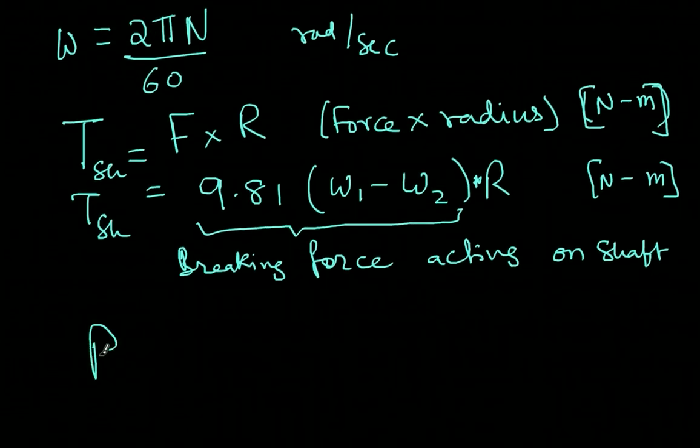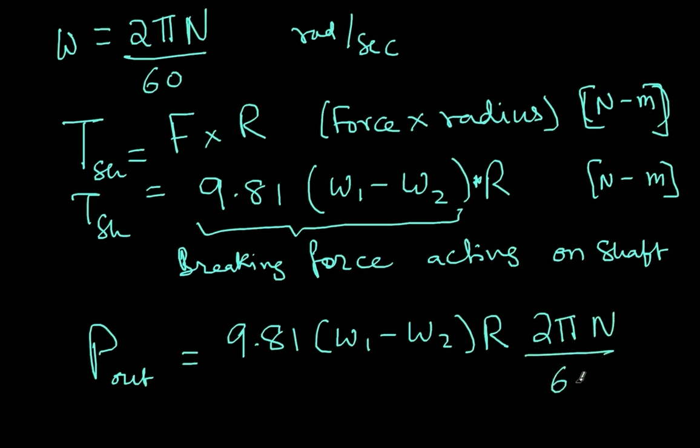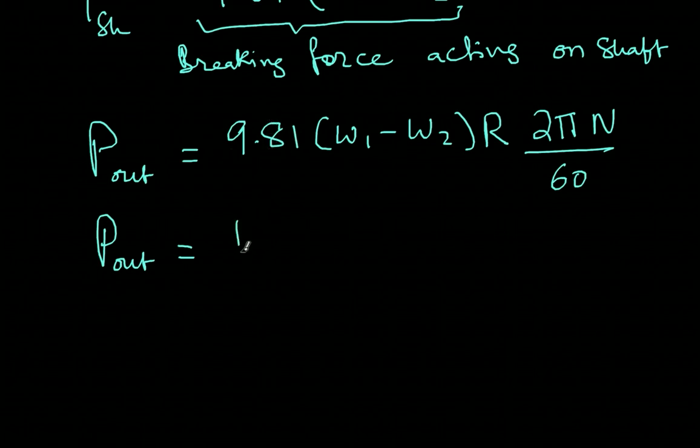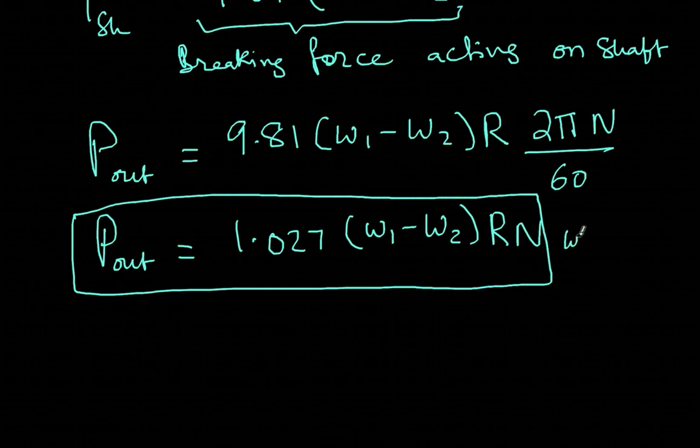So substituting everything, I get P out is equal to torque into omega. So 9.81 (W1 minus W2) multiplied by R multiplied by 2 pi n divided by 60. So this is the entire expression. But then we have some constants: 9.81, 2 pi, and then 60. If I simplify that, I'll get 1.027 into (W1 minus W2) into R n. So this is my output power. Again the units will be watts.